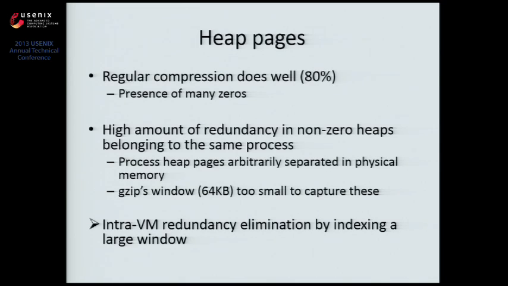And the next thing is heap pages. It already compresses well because it has lots of zeros. But we found that there is even more redundancy typically in the heap pages of a particular process. If you take all the heap of a particular process, there are lots of redundant bytes which are non-zero. But in the normal layout, the heap pages are spread arbitrarily throughout the physical page. So if you just apply gzip, which has a small 64 kilobyte window, it's not going to capture these redundant bytes. Instead, we have an intra-VM redundancy layer which indexes the heap throughout the large VM space and then finds redundancy over a larger history.